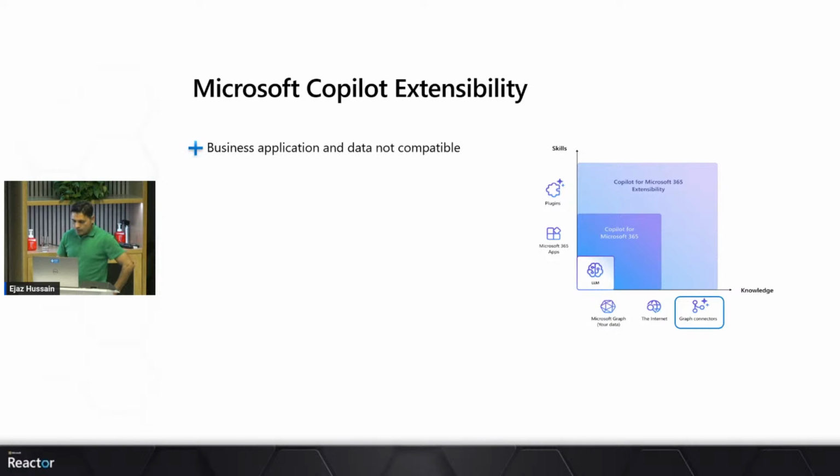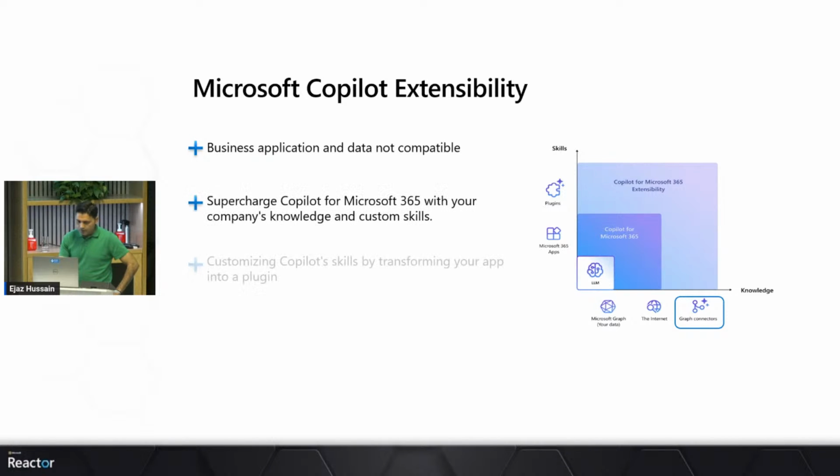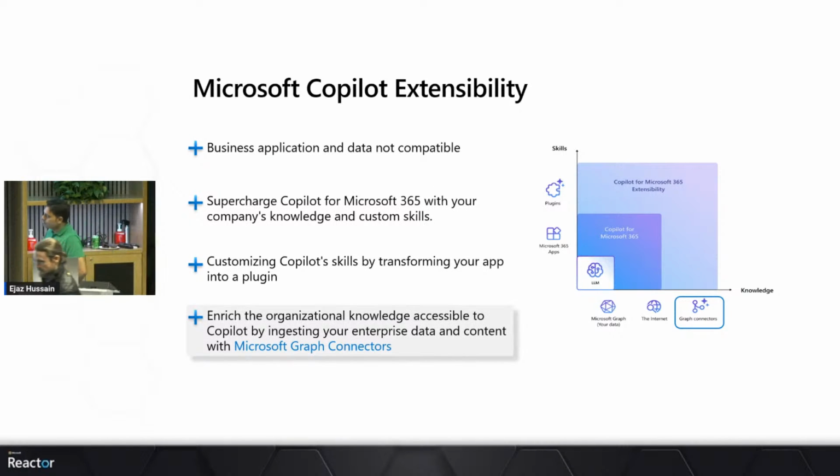Extensibility. We've seen this one in two presentations previously, so I'll probably go really, really quickly. This is where the extensibility comes in: your business application data might not be compatible with the Microsoft 365 ecosystem. So how can you make your data talk to Copilot, and use Copilot to reason over your data and ask the question you wanted to ask? That's where extensibility comes into place.